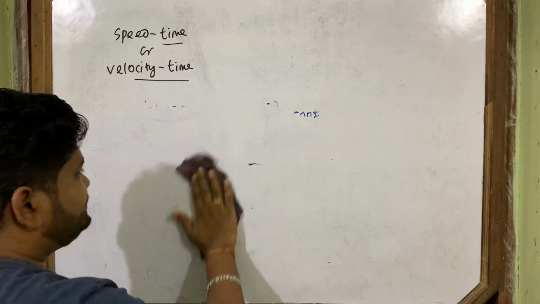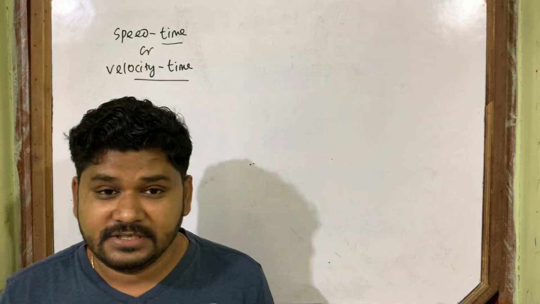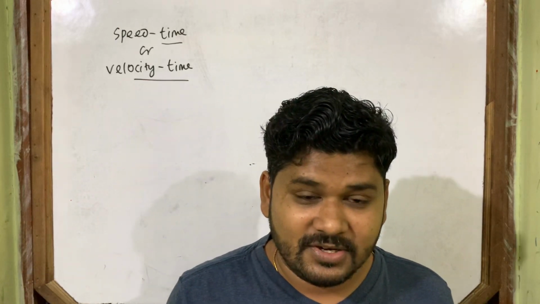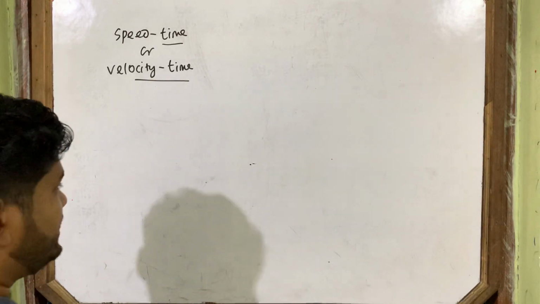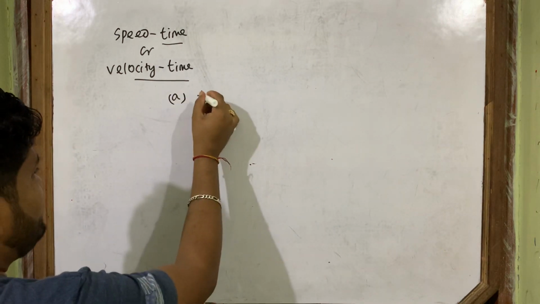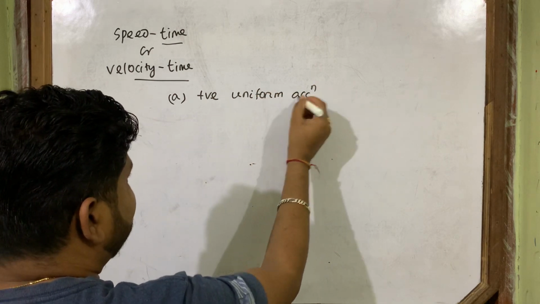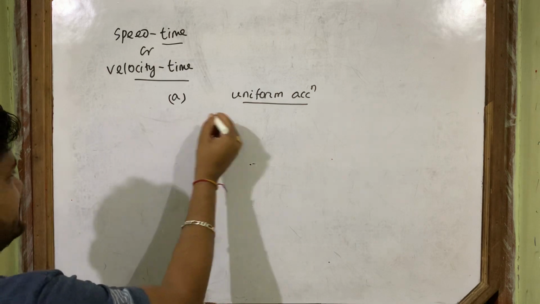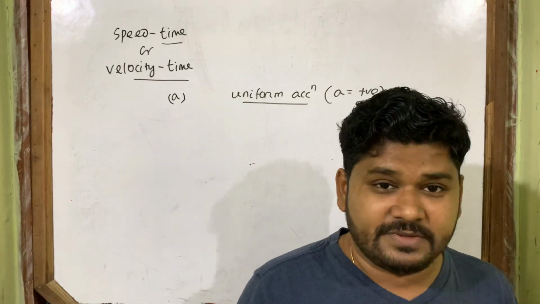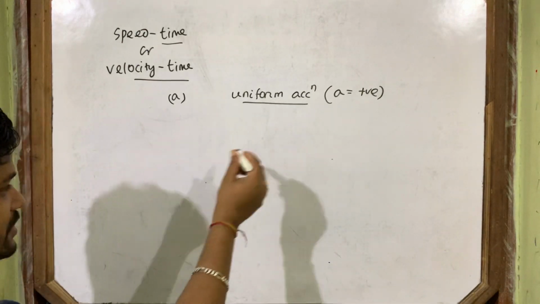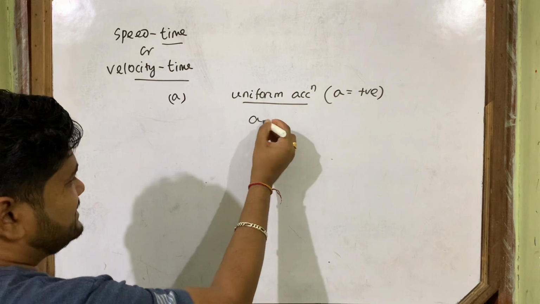So now we'll come to non-uniform motion. Non-uniform motion means it can be positive acceleration or negative acceleration. So first come to positive uniform acceleration. So first come to suppose it is positive. If acceleration is positive, then what happens? Okay, so positive acceleration. How the graph will be? Now acceleration positive and acceleration is equal to constant.